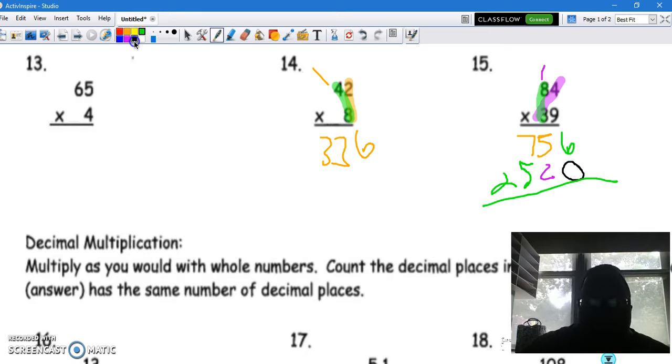And now I'm going to add. 6 plus 0 is 6, 5 plus 2 is 7, 7 plus 5, 7, 8, 9, 10, 11, 12. Let's carry the 1 and 2. So 2,276. Actually, 3,276. Forgot to add those together. Double check. All right, that's good.